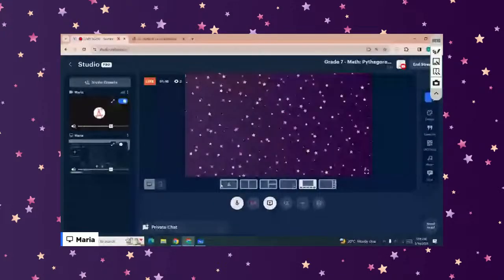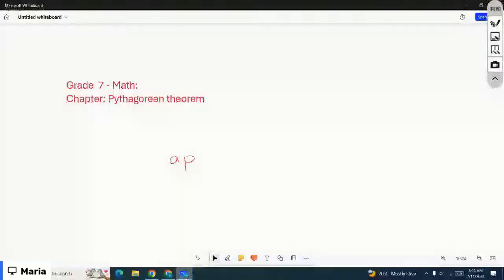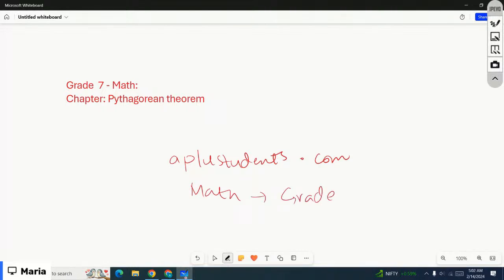You can find all the lessons on aplusstudents.com. You have to log in there using your email address and the password provided by the administrator. Then select math from the subject tab, scroll down to grade 7 and click on view all lessons. There you can find a list of the chapters. We're going to start with the chapter Pythagorean theorem.